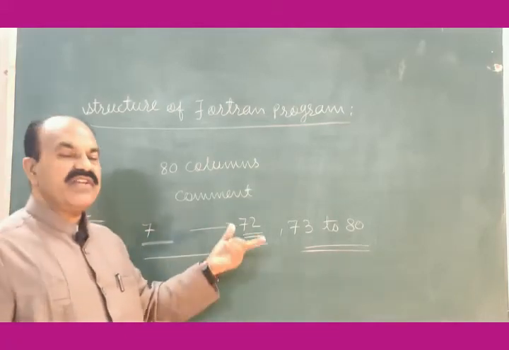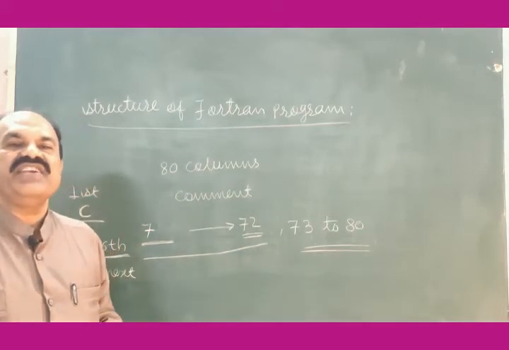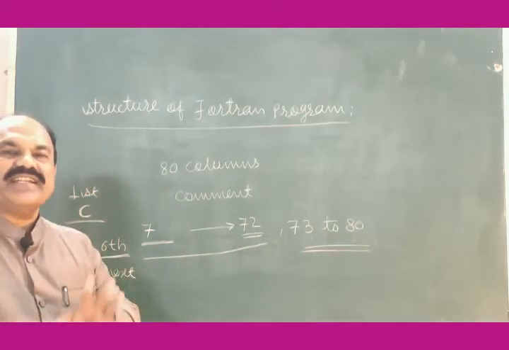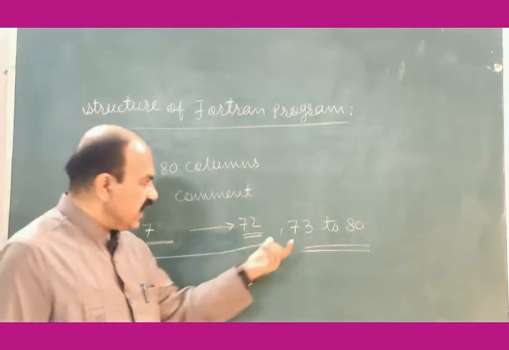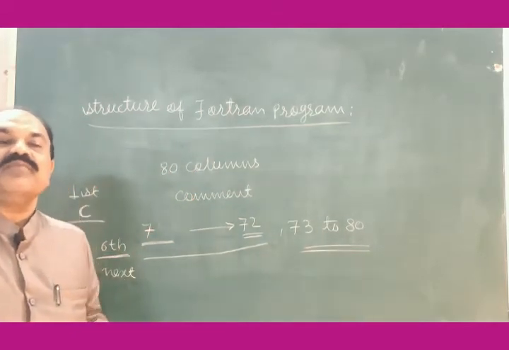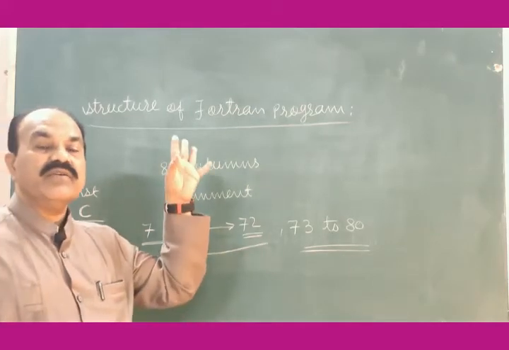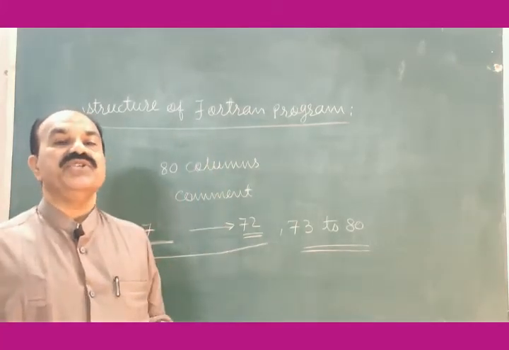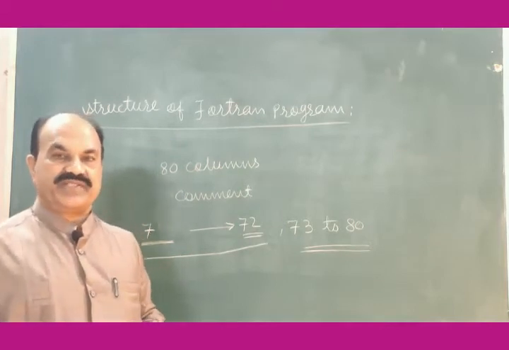Column numbers 7 to 72 are used for writing the instructions, the statements of the program. Column numbers 73 to 80 are used by the programmer. These are only meant for the user to write short comments.